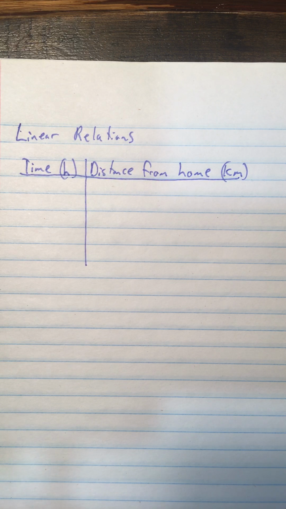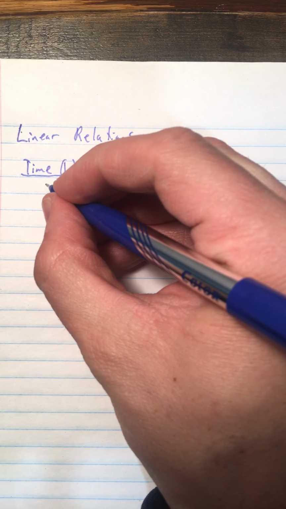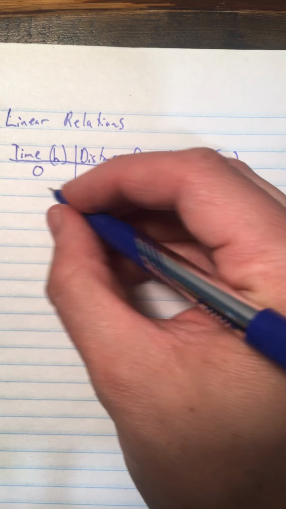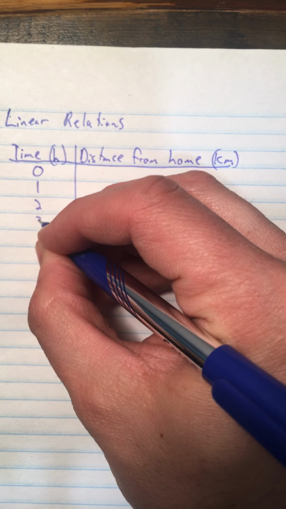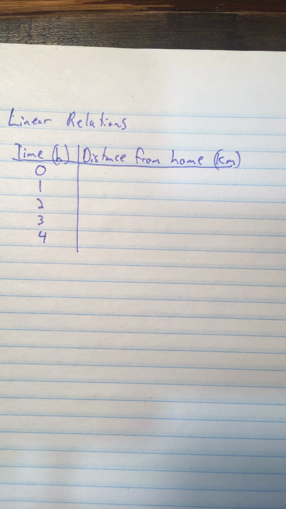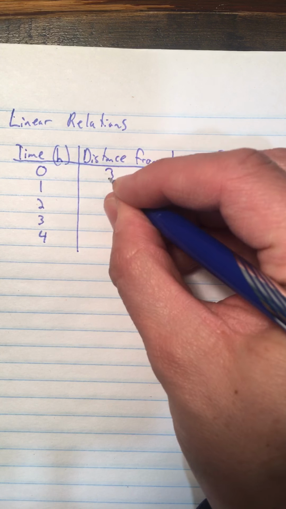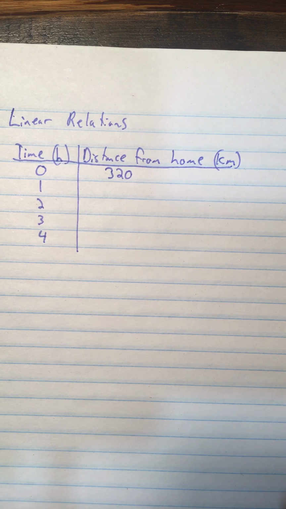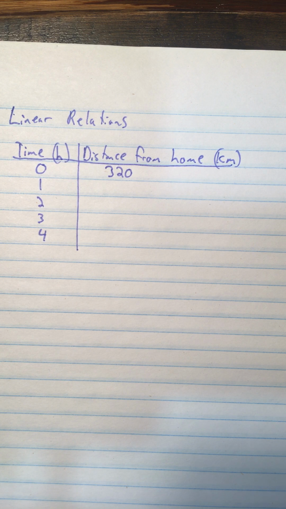Okay, so let's say that my time, we're gonna take 4 hours to get home. So we're gonna start at time 0. We're gonna go time 1, time 2, time 3, and time 4 hours at home. And at 4 hours, I am at home. Okay, Mississauga is about 320 kilometers away. So at hour 0, I'm 320 kilometers away from my house.